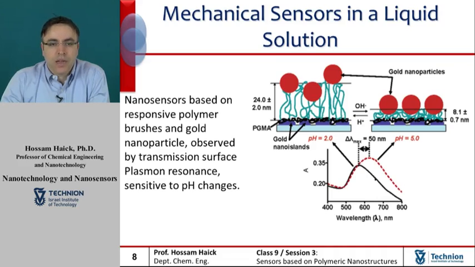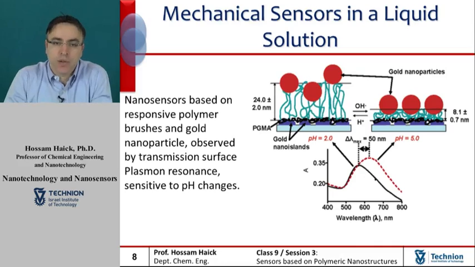Please note that in the top figure, you can see schematics of the reversible pH change-induced swelling of the gold nanoparticle coated with poly-2-vinyl pyridine polymer brushes. And on the bottom figure, you can see SPR spectra of gold nanoislands containing adsorbed polymer brushes and gold nanoparticles at pH that ranges between 2 and 5.